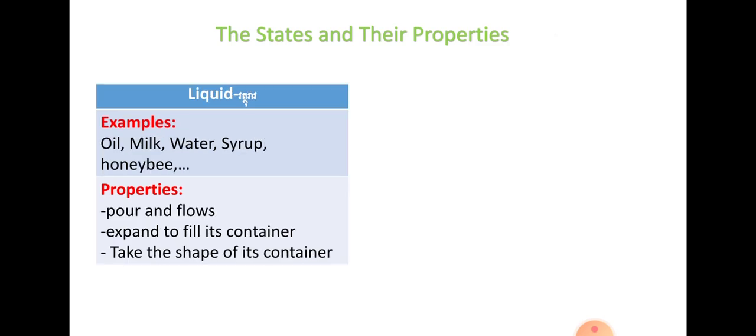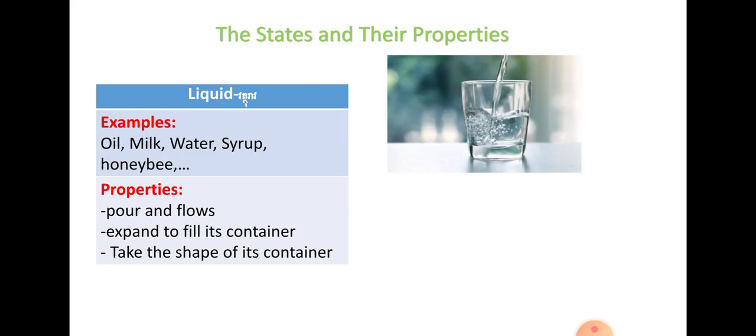The states and their properties. Here are the examples and properties of liquid. Examples like oil, milk, water, syrup and honey are examples of liquid. So the properties of the liquid: pour and flow.